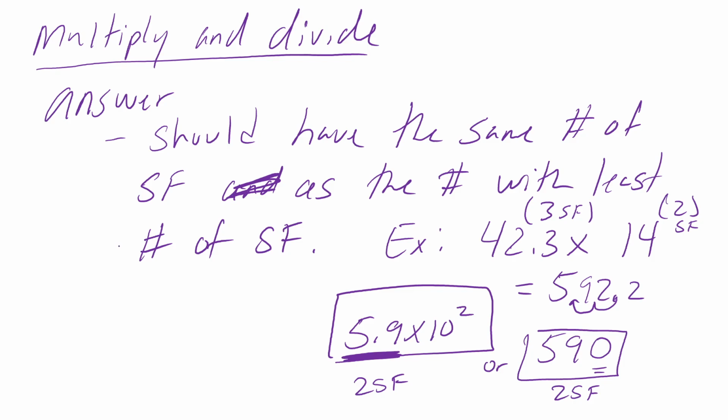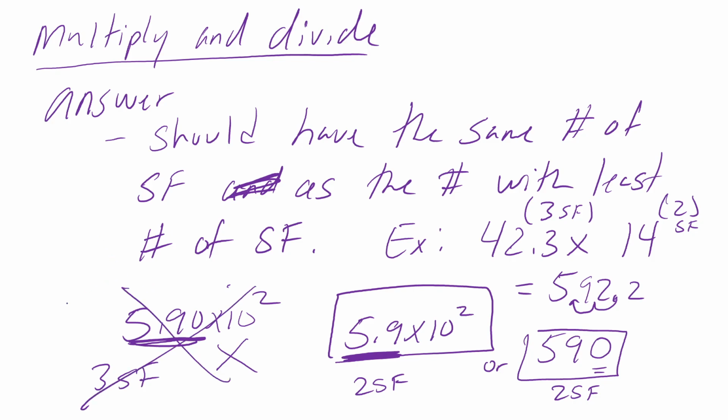Remember that if we did something like 5.90 times 10 to the 2, this would be incorrect because this now has 3 significant figures, which is too many. So you would not want to do that. You've got to be careful when you write a number in scientific notation, as we talked about in the previous video. All the numbers before the times 10 part are always going to be significant. So just keep that in mind.